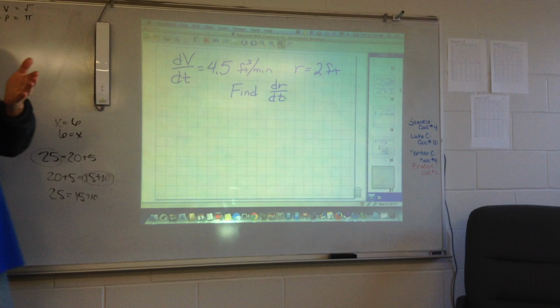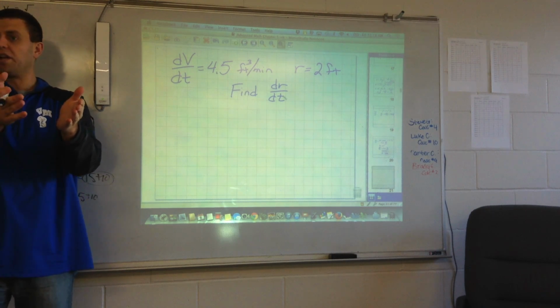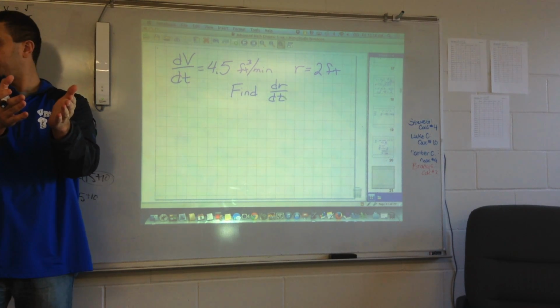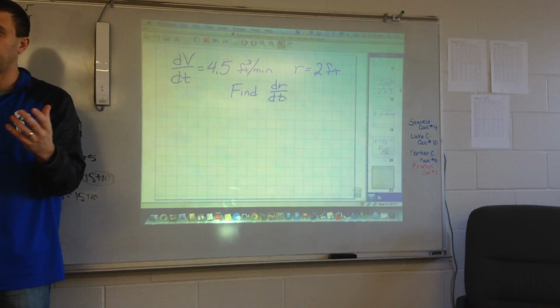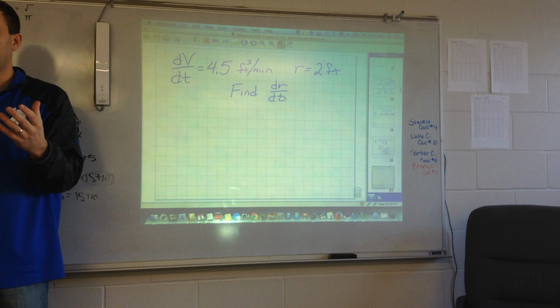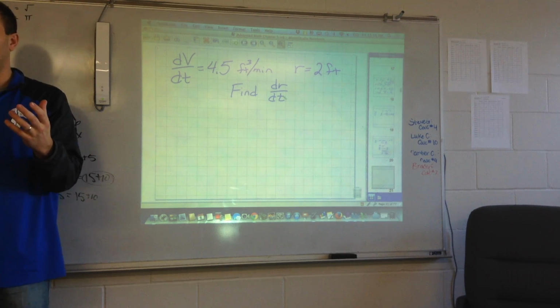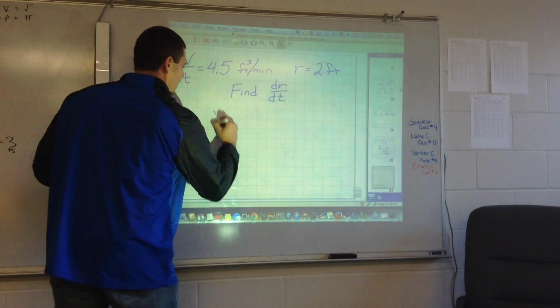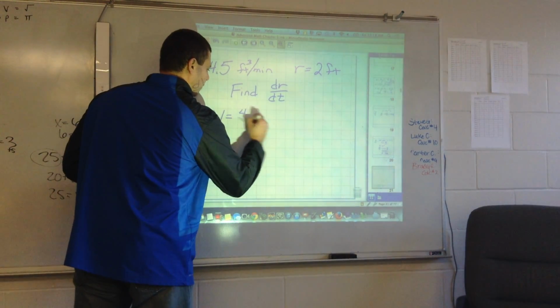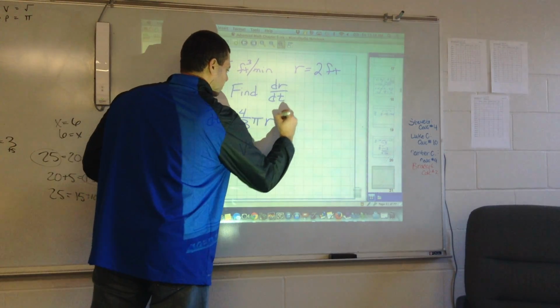Now, let's go to the, what equation? Volume of a sphere. It said it was a spherical balloon. What is the volume formula for a sphere? 4/3 pi r cubed. Pretty good. Okay, so volume equals 4/3 pi times the radius cubed.